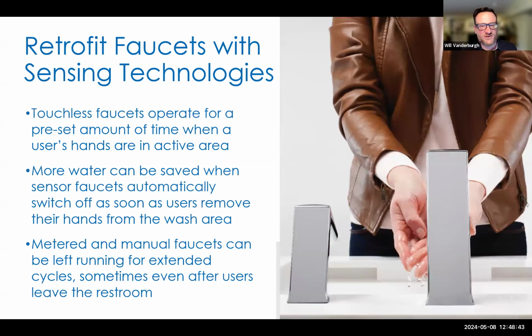We talked about touchless faucets. They operate for a predetermined time during an activation. There's typically two modes that a lot of them have. They either activate for a set amount of time and then turn themselves off, or they activate when hands are present. And those run times can be adjusted to help move people through the washroom environment more quickly.